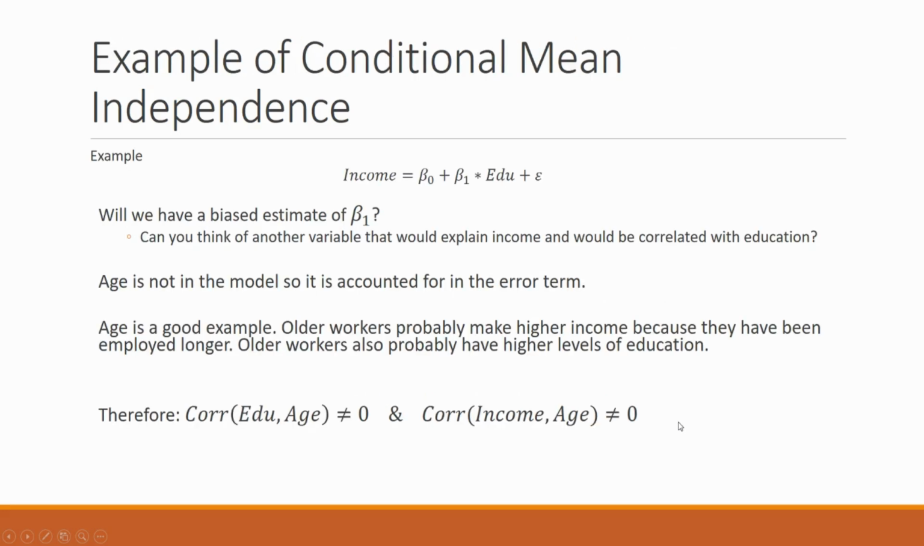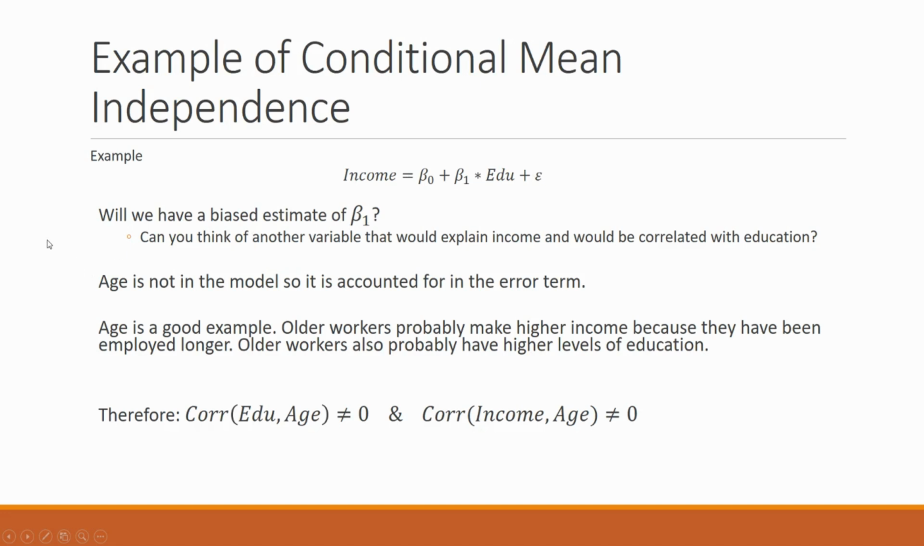All right, let's give an example of what this would look like. And then let's talk about what bias means and the implications. So let's take our standard example. We've got income is a function of education. And let's ask ourselves the question, will we have a biased estimate of beta 1? So if this is our model, will we have a biased estimate of beta 1?